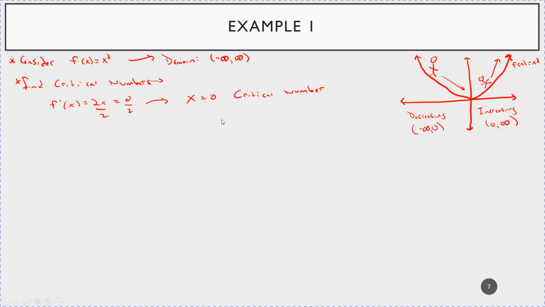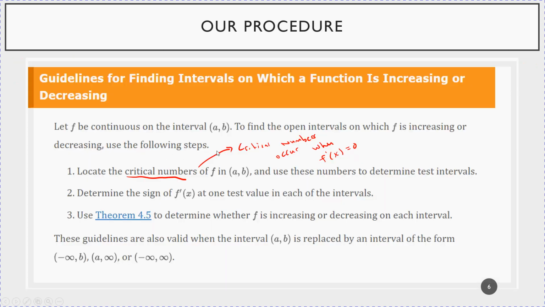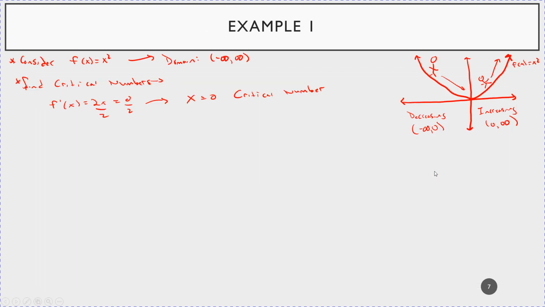Next step, after you have the critical number, you look back and use these numbers, in this case it's just one number, to determine test intervals. So you'll notice in the text, or how I'm going to do this, when I want to find these increasing and decreasing intervals, I set up a little table here. The first column of the table is called intervals. Well, you're going to start at the left side of the domain. You're going to go from negative infinity, and then you're going to go to the first critical number.